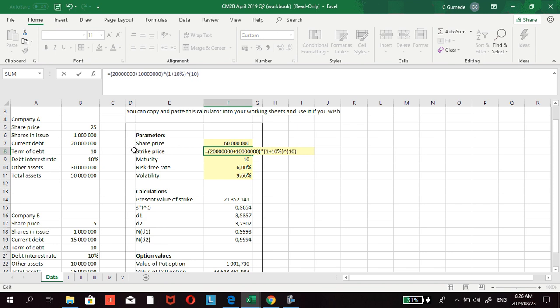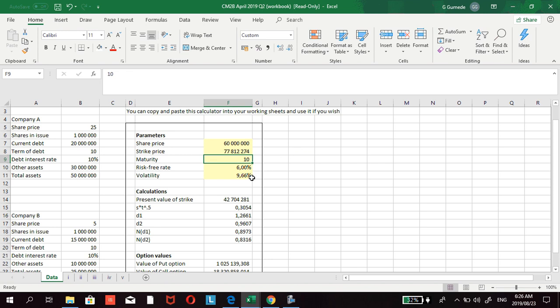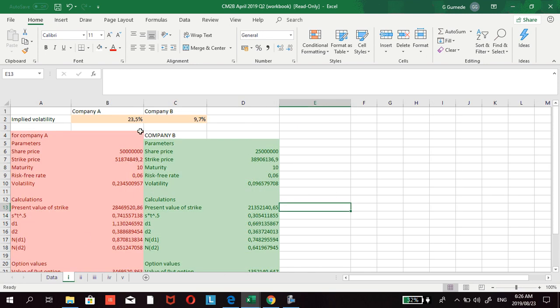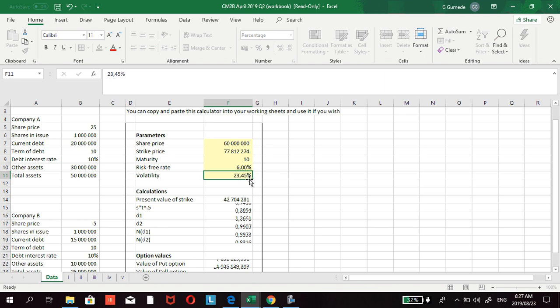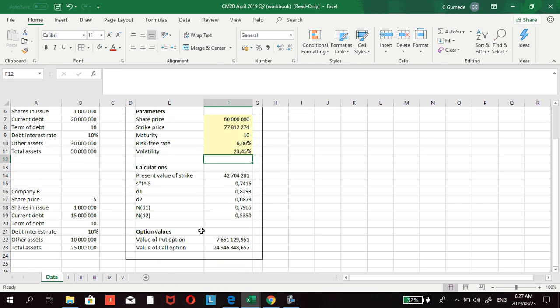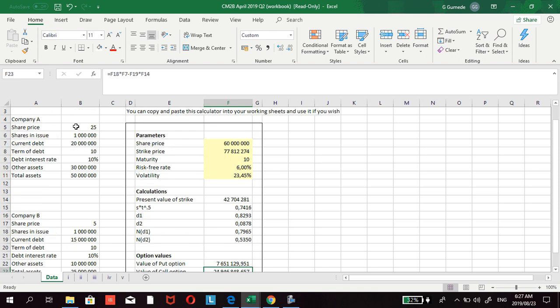Okay, but this is the redemption value of my debt. Okay, so I need to roll this up to time 10. I'm going to press equal to there. And my volatility, you have to remember, was 23.45 percent. I'm going to come here and type 23.45. Now you can see here that the value of the call option is quite close to 25 million.